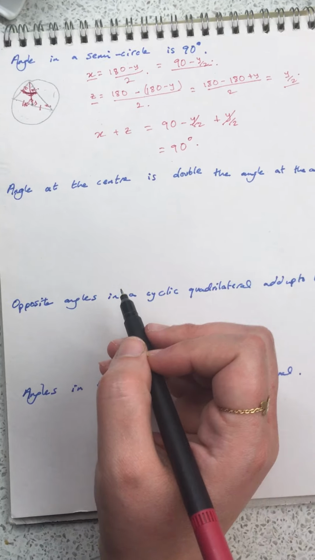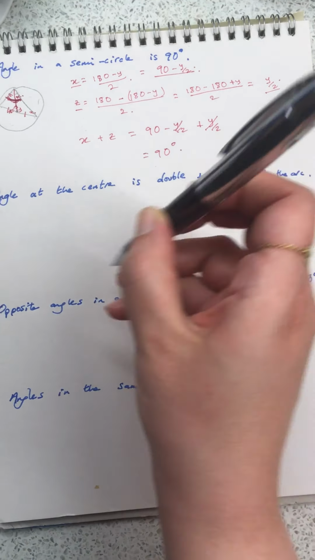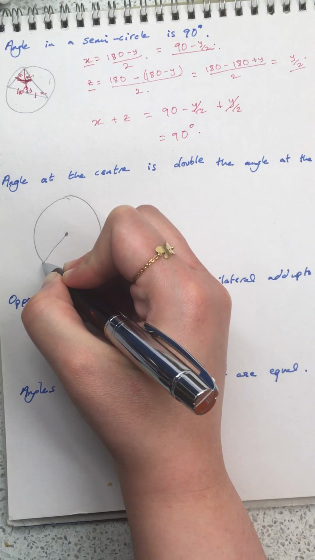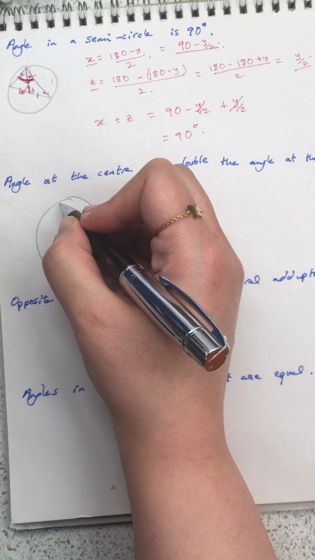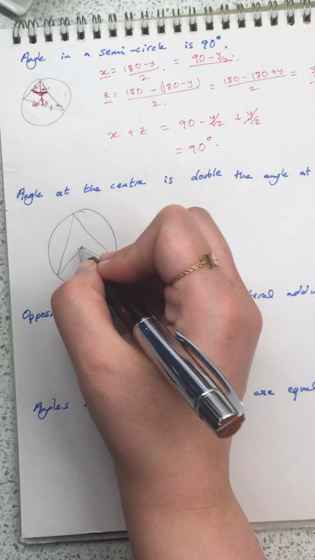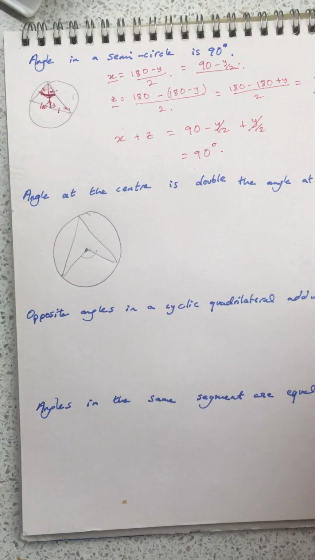The next theorem says, angles at the centre is double the angle at the arc. So if I was to draw that, so that's your centre, and wherever they meet on the arc, this is always double the angle there. So how would we prove that?